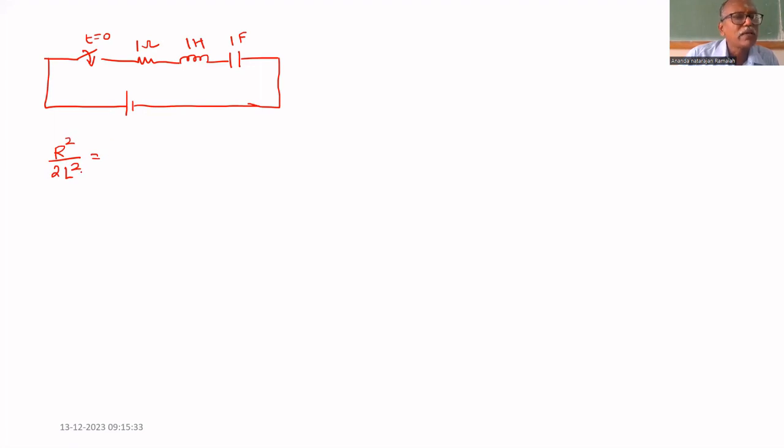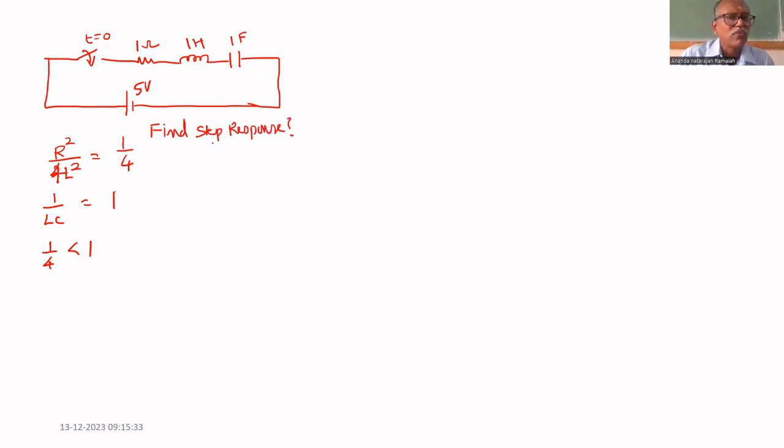R square divided by 4L square equals 1 by 4, and 1 by LC equals 1. So the 1 by 4 is less than 1. Therefore, find the step response. Find the step response, or find I of t for t greater than or equal to 0.